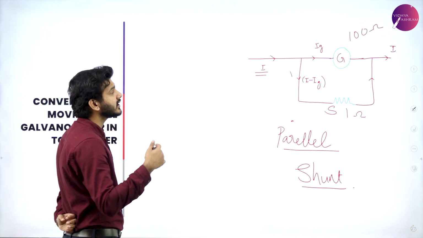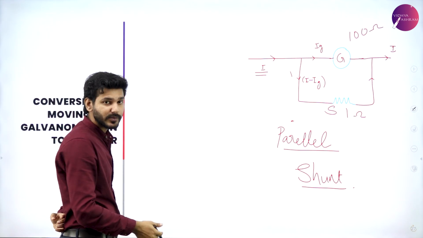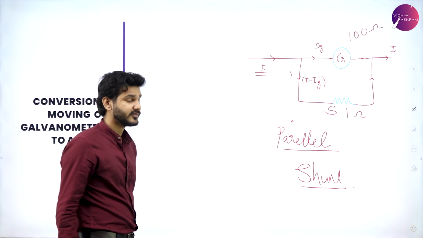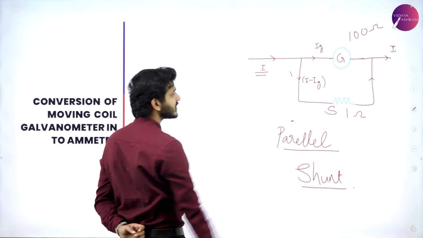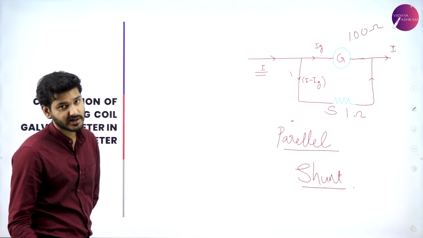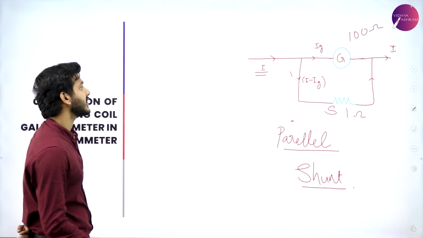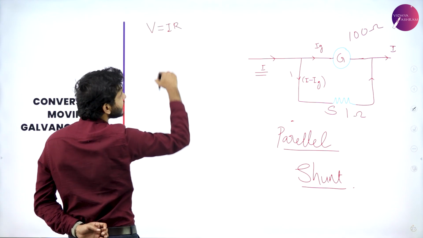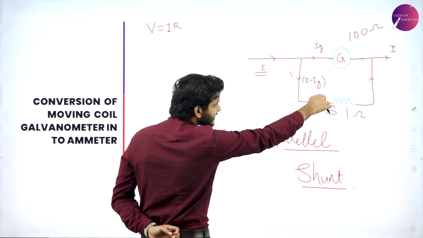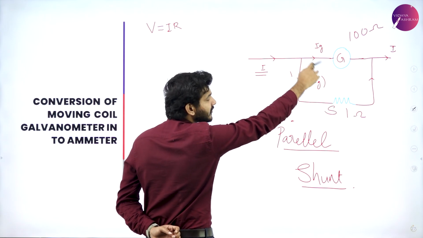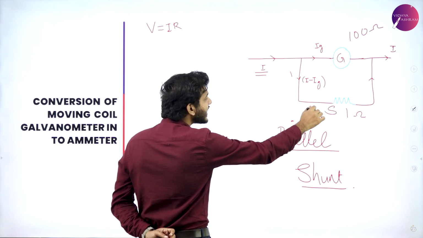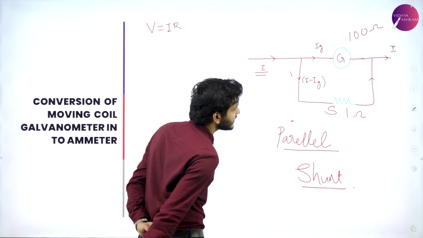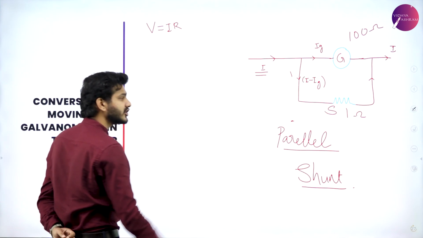The equation regarding the conversion of a moving coil galvanometer into an ammeter: since the voltage drop across the terminals will be the same, we can equate those together. Simply by using Ohm's law, we know that V is equal to IR, and since the voltage is the same, I into R will be the same for both. So I here is nothing but I minus Ig coming through here, and R here is nothing but the small resistance or shunt resistance.